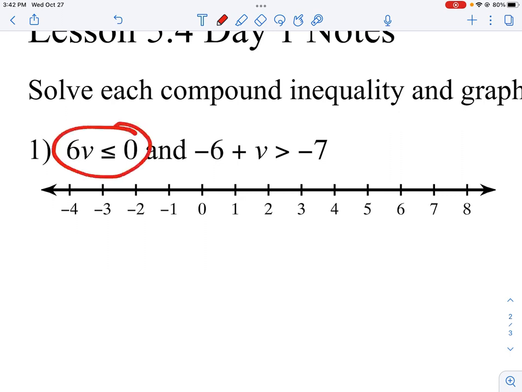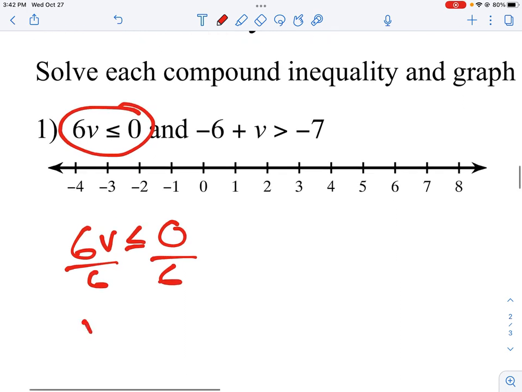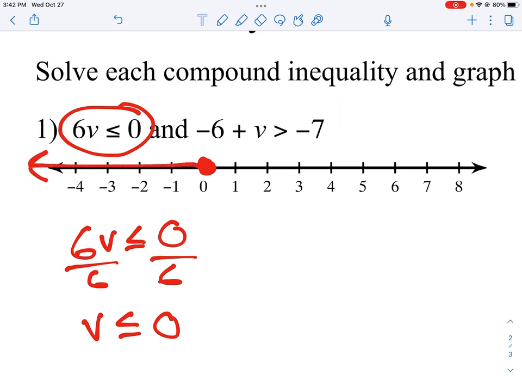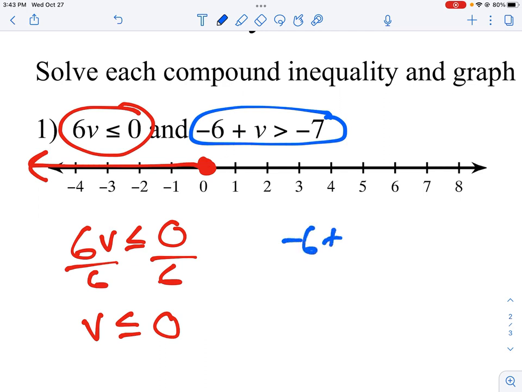So we're going to start with this equation. So we have 6v is less than or equal to 0. Divide by 6. So we get v is less than or equal to 0. Now that is a closed circle on 0, and it's going towards the smaller number. So I'm going to draw an arrow this way. So that's the first inequality. My second inequality is going to be this one. And we get negative 6 plus v is greater than negative 7. Solve this one just like we would.